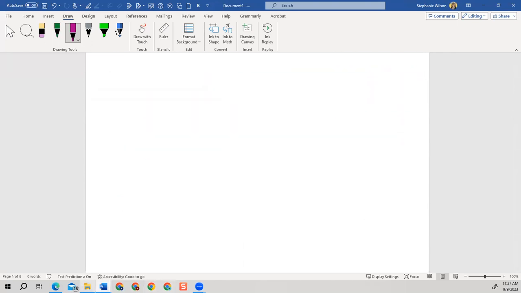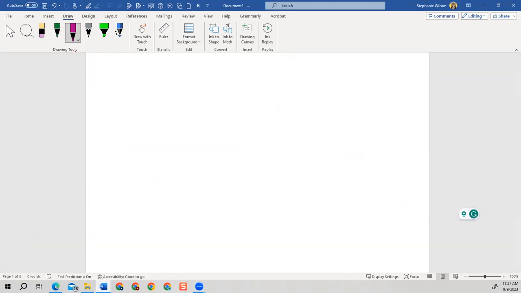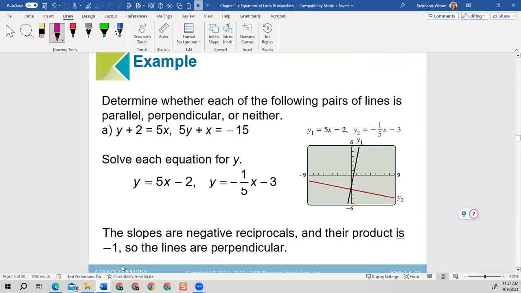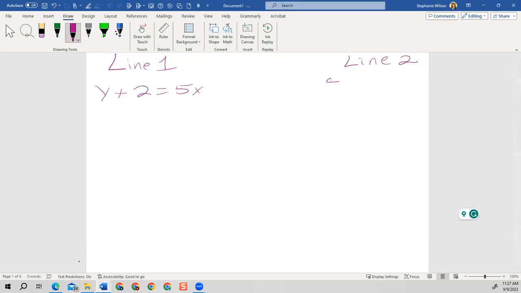Okay, so we had what? Y plus 2 equals 5x. Let's call this line 1. Then line 2: 5y plus x equals, I believe it's negative 15. I just want to double check.